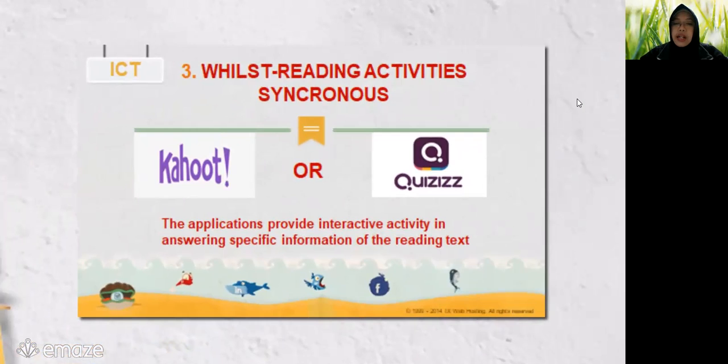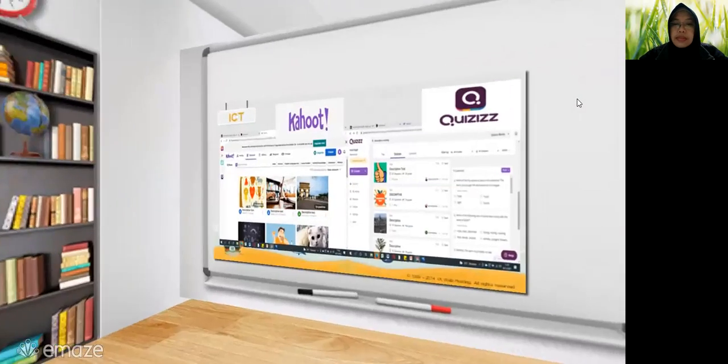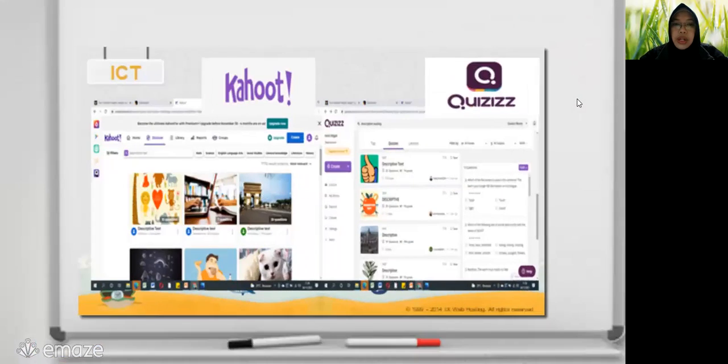After reading the text, the students are asked to answer the questions about specific information from the text using the Kahoot application or the Quizizz application. After that, the teacher and the students discuss the answers. So here is the feature from Kahoot application and Quizizz application.